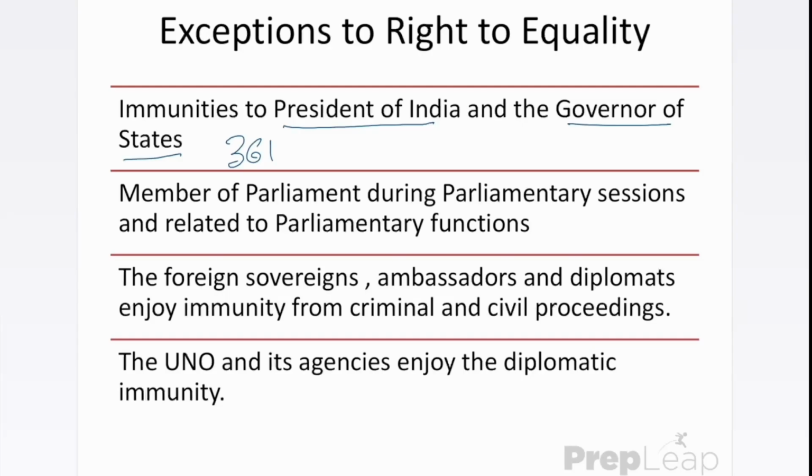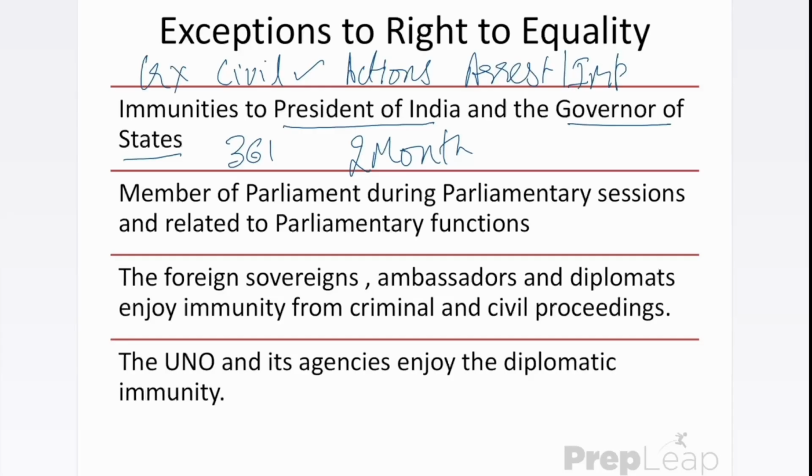No civil proceedings in respect of any act done by them in personal capacity, whether before or after entering the office, can be undertaken until a 2-month notice has been served on them. So, no criminal proceeding, civil proceeding after 2 months, nothing can be done against them for the actions they have taken in their office. No arrest or imprisonment can be done for them. So these are some special powers given to the President of India and the Governor of the states.